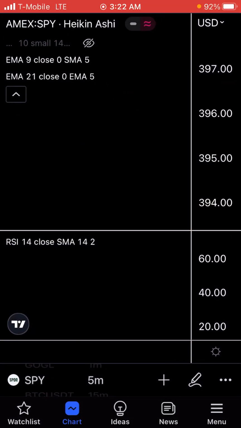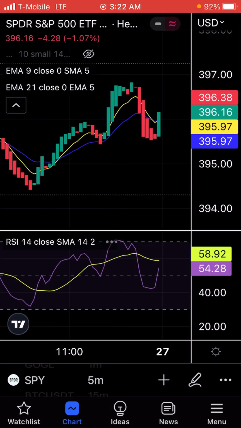Okay, for the best results for this strategy, what you need to have is only 3 indicators. You need to have your moving average as 9 and your moving average as 21. I keep those as bright colors. And then also we have the RSI that we're going to be looking at.